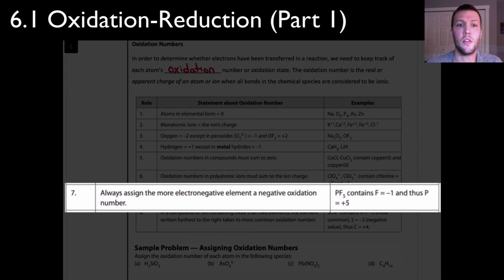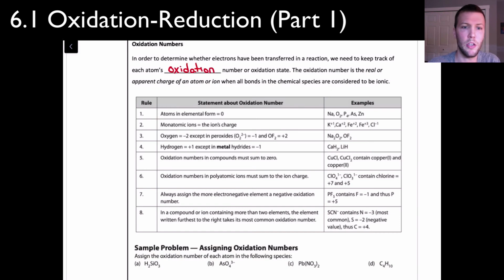Rule number 7 says always assign the more electronegative element a negative oxidation number. So sometimes we have a compound with multiple non-metal elements and we don't know what to put for their oxidation numbers. We're going to choose the more electronegative element to have the negative oxidation number. So for example, in phosphorus pentafluoride, fluorine is more electronegative. Fluorine is the most electronegative element on the periodic table. So therefore the fluorine will have a charge of -1 and the phosphorus will have a charge of +5.